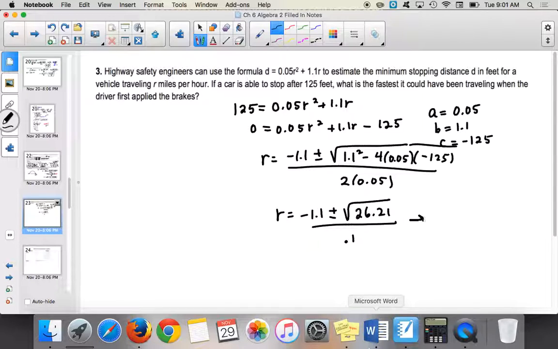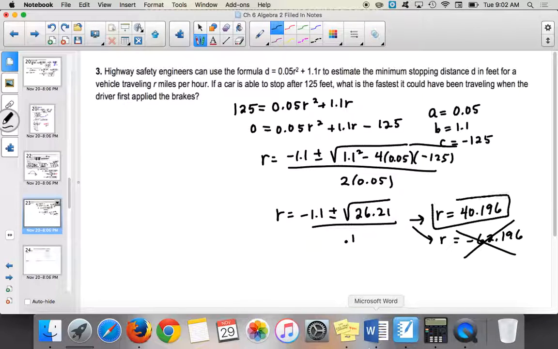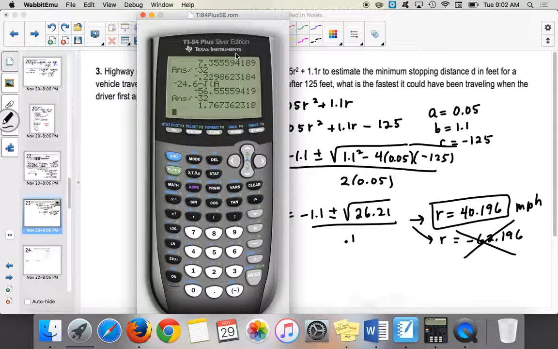So this gives me two answers. The first answer is 40.196. And the second answer, if I use the minus, negative 1.1 minus the square root of 26.21 divided by 0.1, gives me a negative answer, so negative 62.196. That one doesn't make sense, right? We're not going backwards. So that's our answer. And that was in miles per hour, I think. Is that right? Did I say? Yeah, miles per hour. All right, make sense?